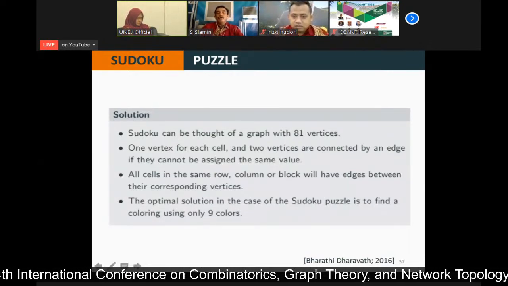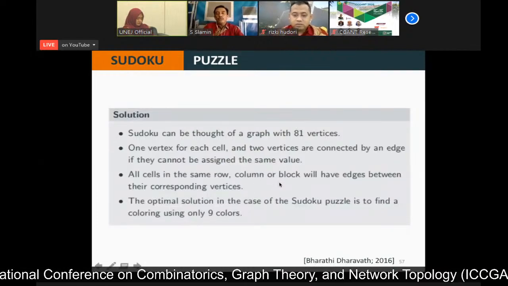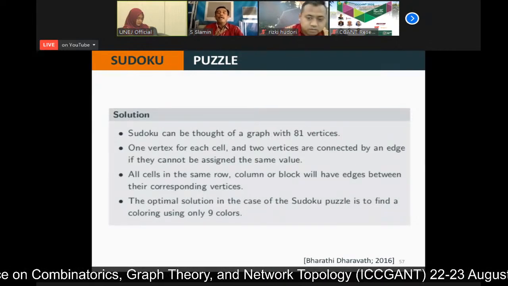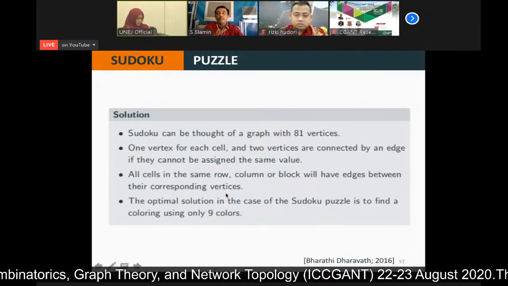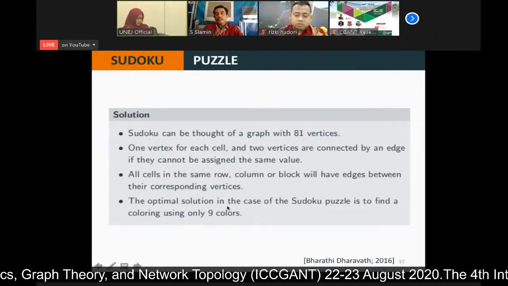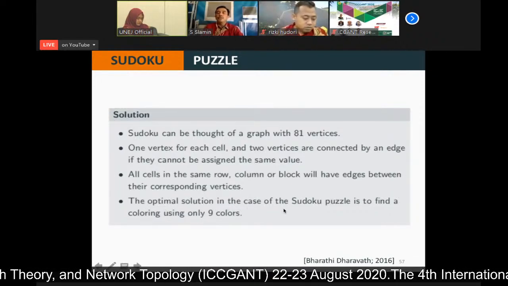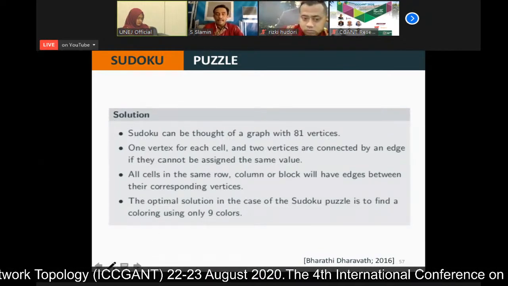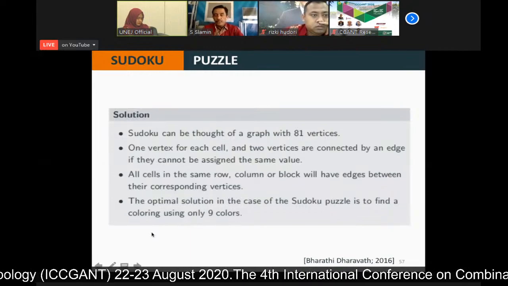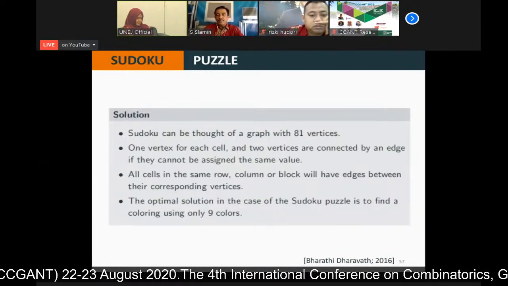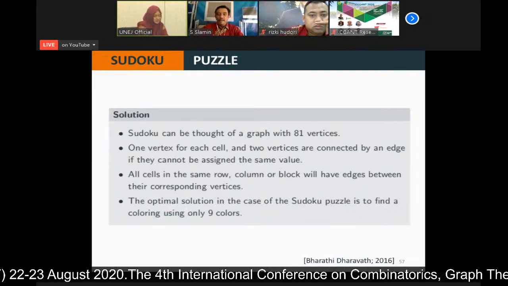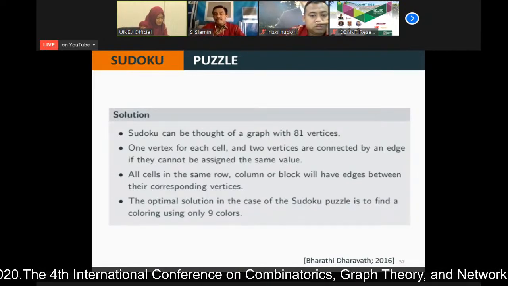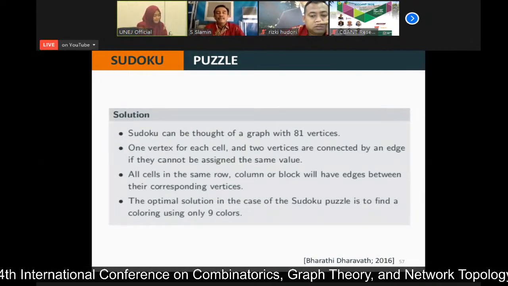Okay, all cells in the same row, column, or block, meaning a 3 times 3 subgrid, will have an edge between their corresponding vertices. So the optimal solution in the case of the Sudoku puzzle is to find a coloring using only 9 colors. I'm not sure whether it is easier for you to directly fill the integers into the Sudoku, or to find the coloring first and then fill in the Sudoku puzzle.